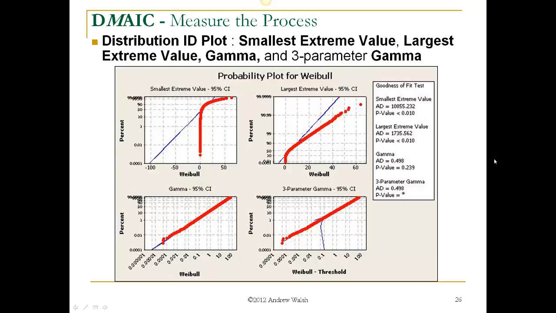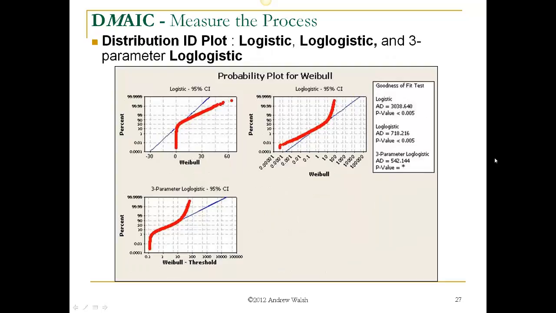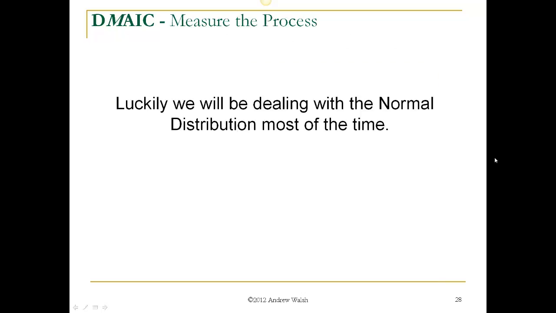Then there are ones called the smallest extreme value, largest extreme value, the gamma and 3-parameter gamma. Again, looking at this, you'll see that the gamma has a 0.239 p-value, so it looks like it fits there pretty well. Once again, knowing what the gamma is versus a Weibull, which one should you be choosing? And also the logistic, log-logistic, and 3-parameter logistic. So none of these are good fits. Luckily, we will be dealing with the normal distribution most of the time.